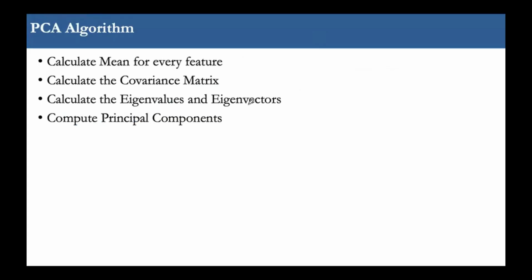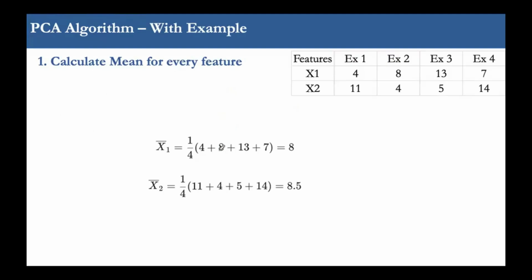We'll see the algorithm. This is the algorithm. The first step is to calculate the mean for every feature. The next step is to calculate the covariance matrix. The third one is to calculate the eigenvalues and eigenvectors. The fourth step is to compute the principal components. We'll look into this with a simple example.